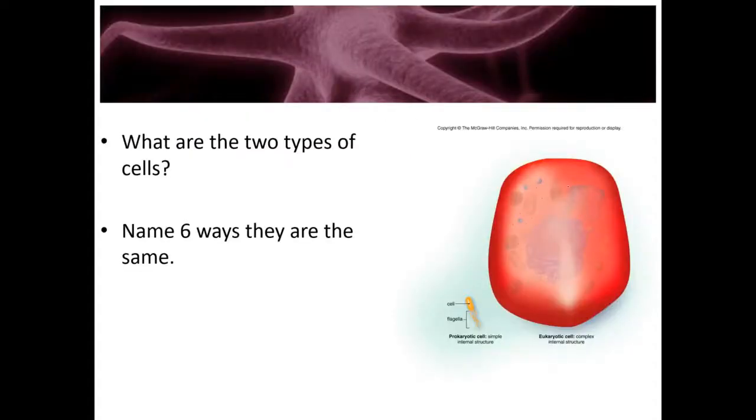All right, so we've already talked about this. If we were to take all the cells in the world, we would know they had those things we just talked about, and then we could categorize them based on how they're organized. What are the two different types of cells? The two different organizational plans.